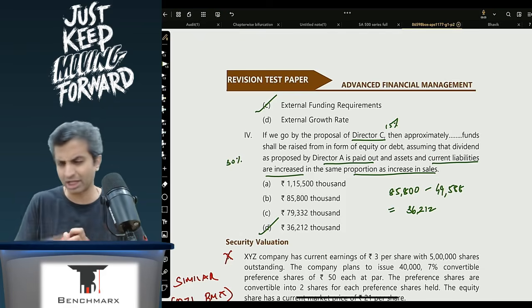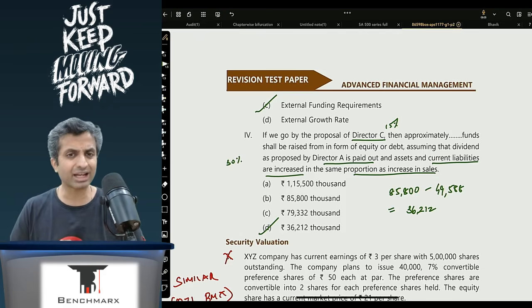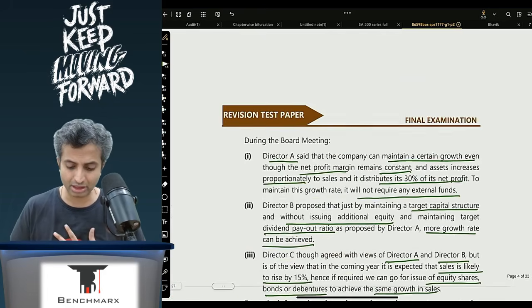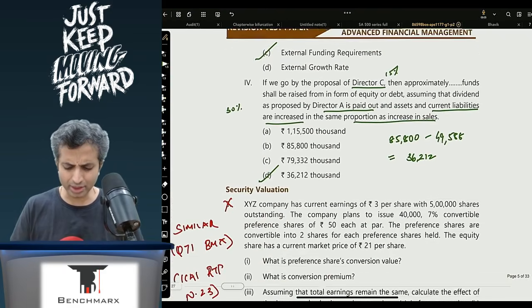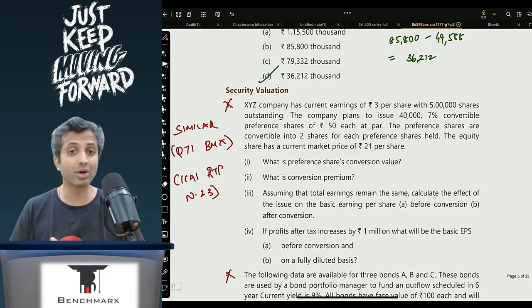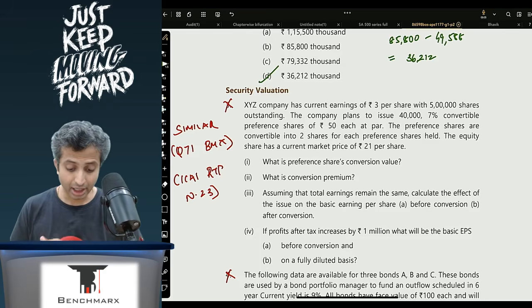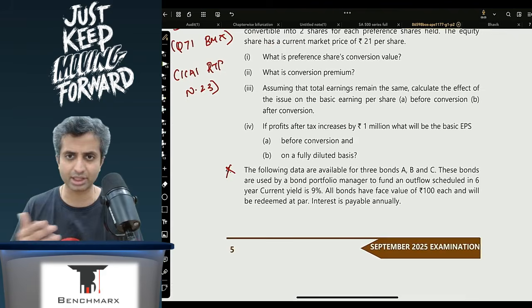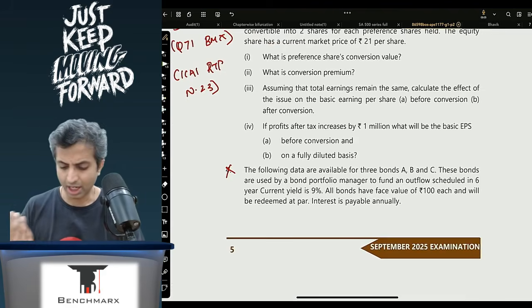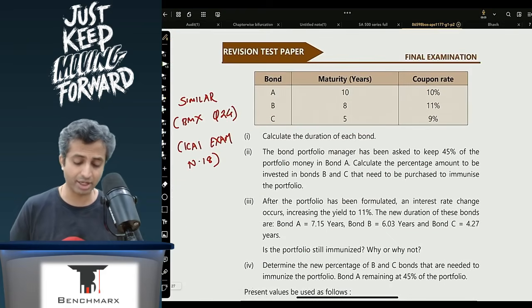Thankfully, all of that is not there, but there is some theory part for the first 3 questions. So that kind of takes care of your question number 2. Now question number 3 pertains to convertibles, similar to question 71 of our material in RTP November 23 question. Question number 4 is a good question on immunization. It's a definite last day revision question that we have reviewed on immunization. This is our question number 24.